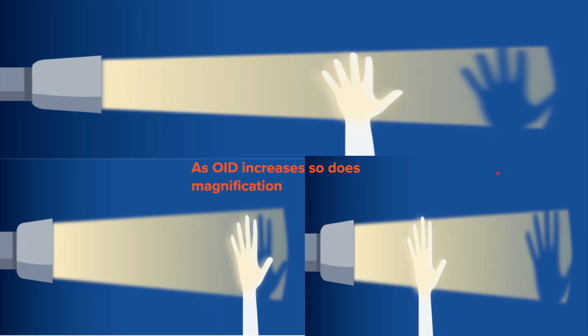OID. Right here, this is our control. The hand's right here. The hand, it's moved closer. It's got bigger. The OID, the object to the image receptor, has increased. The hand's bigger. Right here, the hand's now closer to the image receptor. The OID has decreased. The hand is smaller.